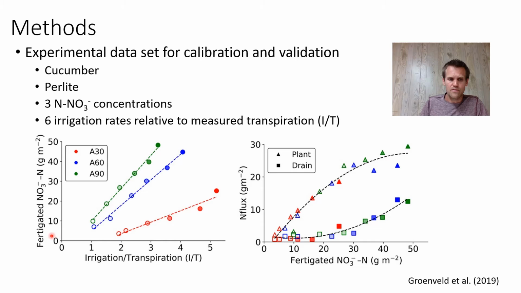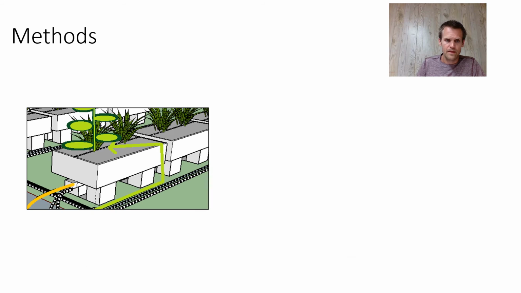When we take the fertigation rate and put it on the x-axis and see how much went into the plant and how much went into the drainage, we see that there was a saturation here, or getting close to saturation, and this was increasing exponentially.